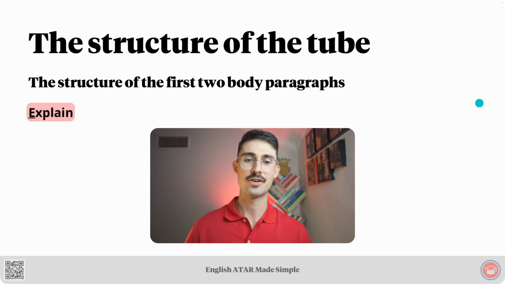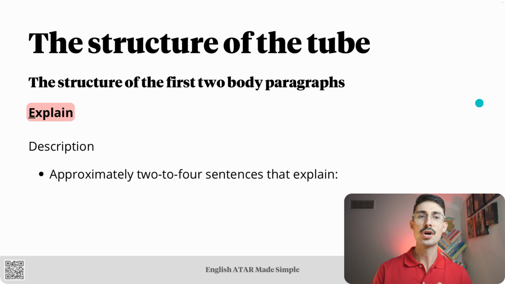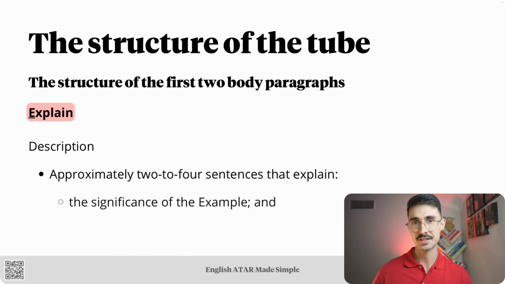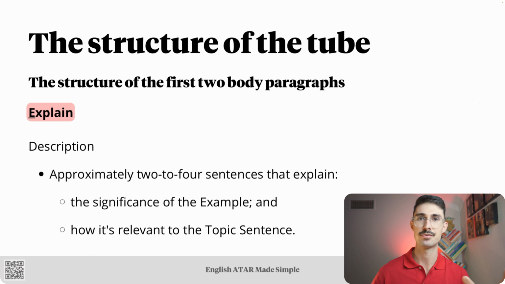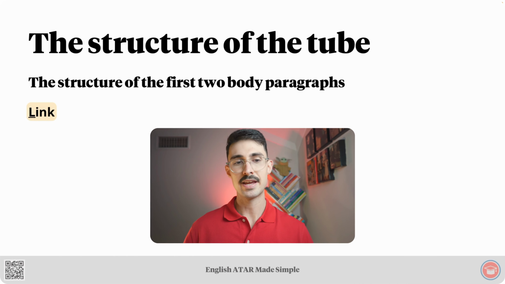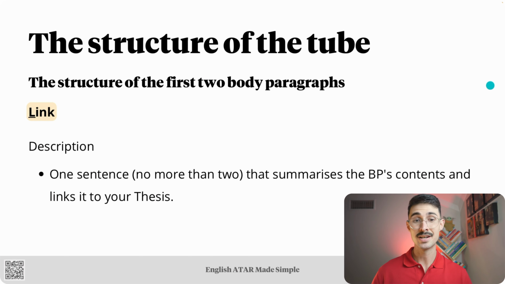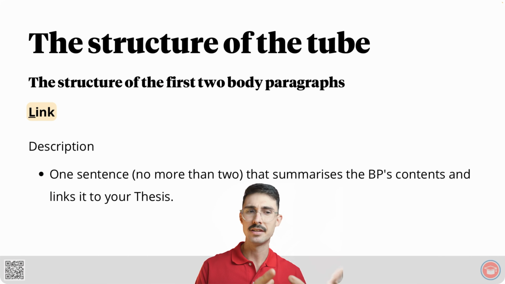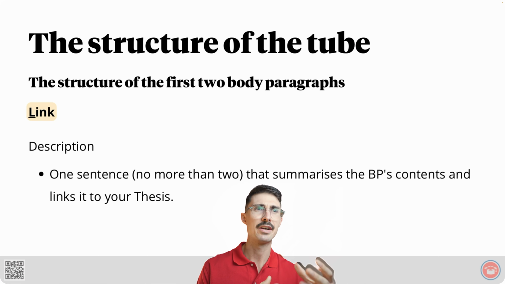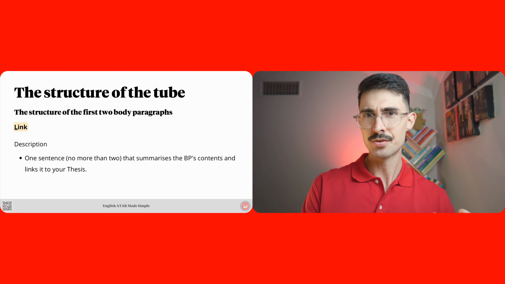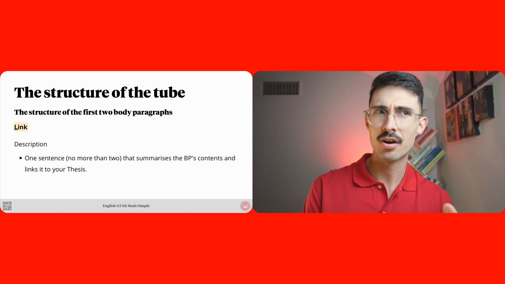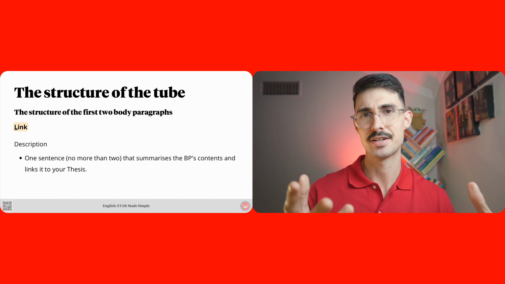After the example, we've got the explain. The explain is approximately 2 to 4 sentences that firstly explain the significance of the example and secondly explain how it's relevant to the topic sentence. From there, we've got the link. The link is 1 sentence, no more than 2, that summarizes the body paragraph's content and links it to your thesis. Remember, the link essentially involves writing a reworded and more concise version of your topic sentence. It reiterates the main points of the body paragraph so they don't fall out of the marker's brain.